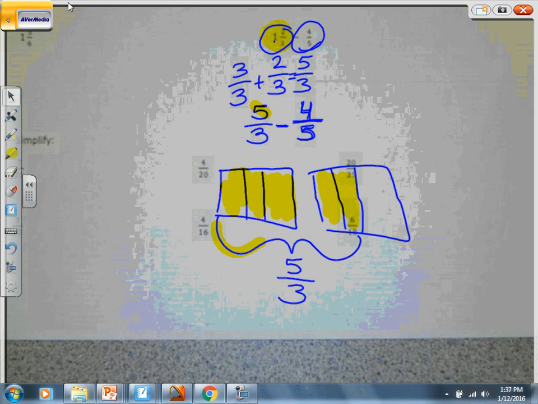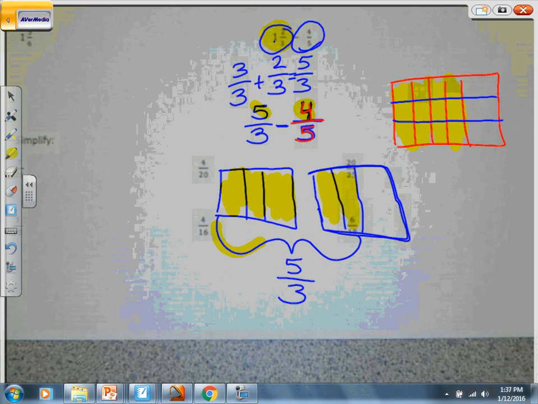So for 4/5, here's my 4/5, I'm going to draw another rectangular model. 1, 2, 3, 4, 5. And out of those 5, I have 4 colored in. So I need to make sure that my blue and my red rectangular models have the same unit. In order to do that, I'm going to multiply them by each other. Here I have my blue is 3 units. So I'm going to take it over and break up my red into 3 units.